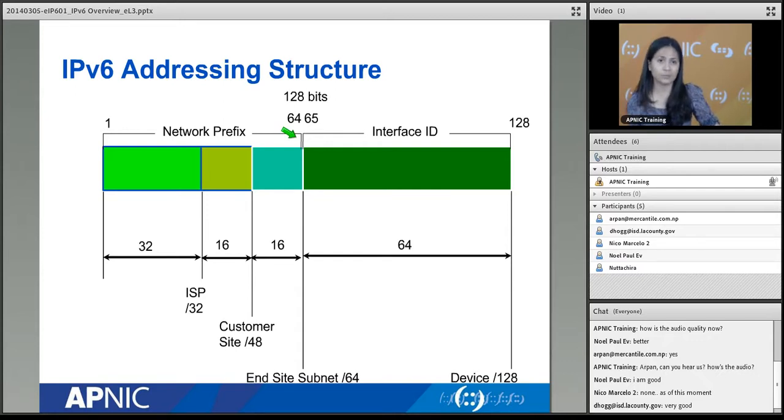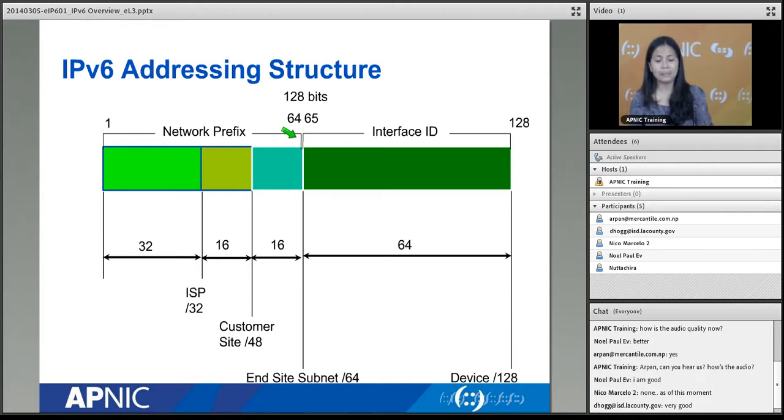We have ISP /32. This is the size that ISPs, service providers, upstream providers, would get from a regional internet registry. So if you come to APNIC, if you're working for an ISP, and request your IPv6 address, you will be given a normal maximum of a /32. This doesn't mean that you cannot request more. If there is a need for something bigger than a /32, then you can always do so. However, normally we give a /32, based on the current policies.